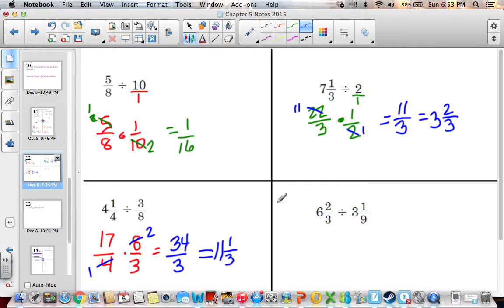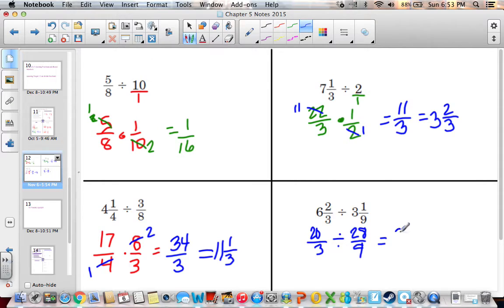Here, I have 6 2/3 and 3 1/9. So before I even flip my division sign, I'm going to convert both of these to improper fractions. So you may have gotten a little bit confused. 3 times 6 is 18 plus 2, so I have 20 thirds. For now, I'm going to keep my division sign. 9 times 3 is 27 plus 1. I have 28 ninths.